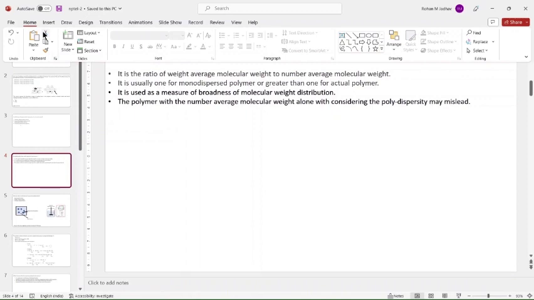But actually, if you read statement 2, even that would be correct. Why? Because for monodisperse polymer, what is a monodisperse polymer? A polymer which has chain lengths of a similar size. One second.